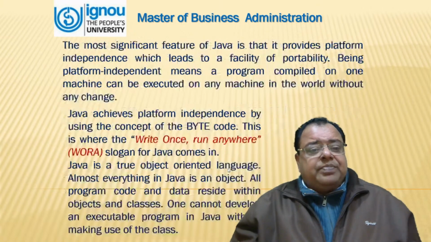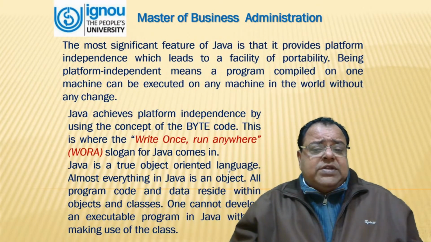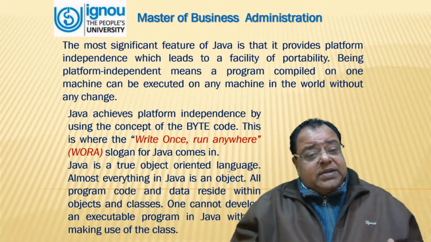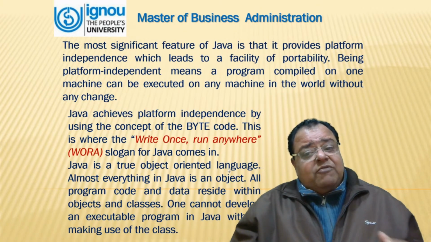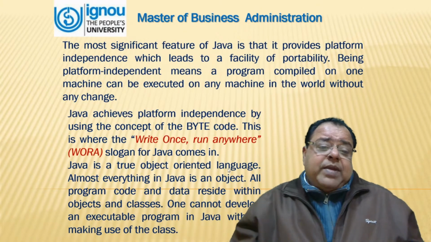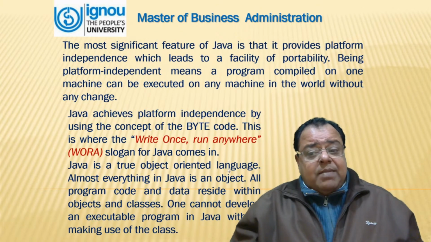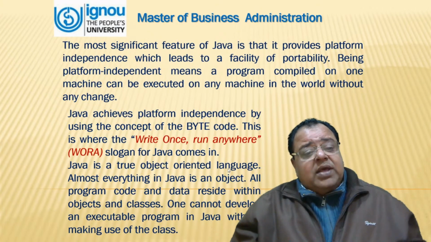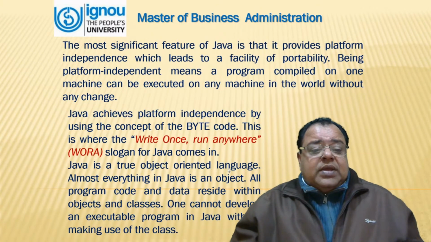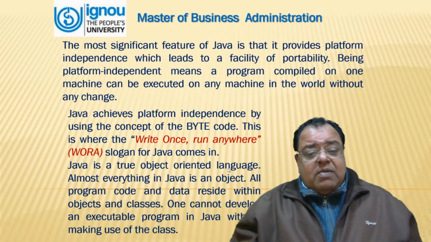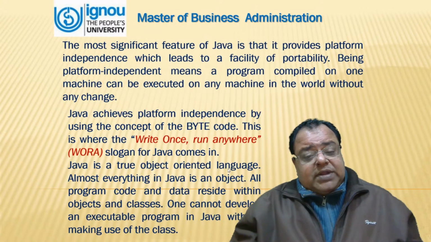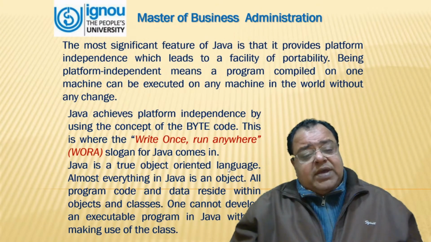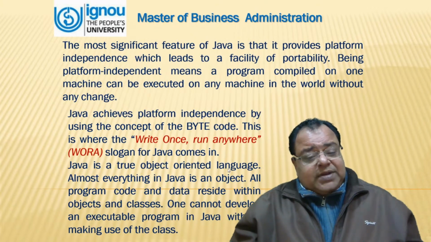running the Java program. The most significant feature of Java is that it provides platform independence, which leads to a facility of portability. Being platform independent means a program compiled on one machine can be executed on any machine in the world without any change. Java achieves platform independence by using the concept of the bytecode. This is where the write once, run anywhere slogan for Java comes in.